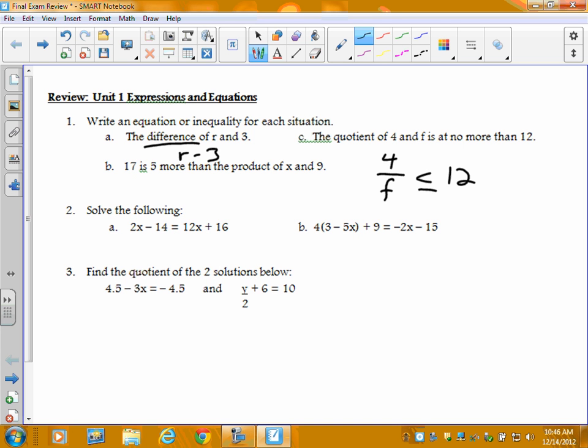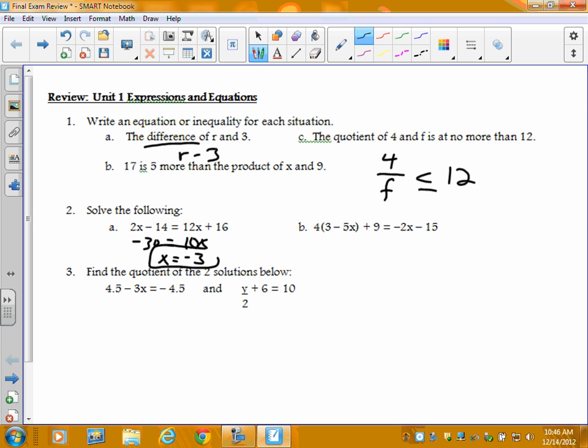Here, get your numbers on one side, variables on the other. To me, the quickest thing to do is to subtract 2x on both sides. If you subtract 2x, you also have to subtract 16. Subtract 16, that gives me negative 30. So x is negative 3.